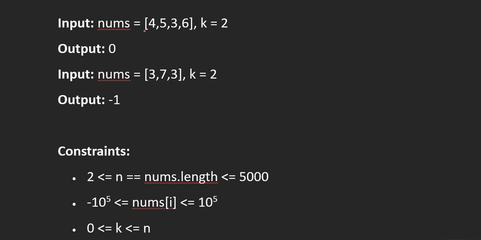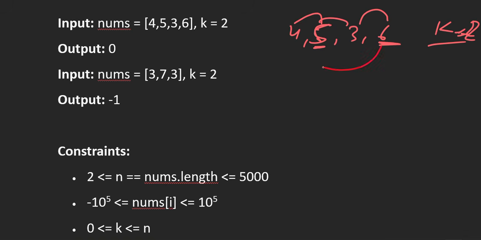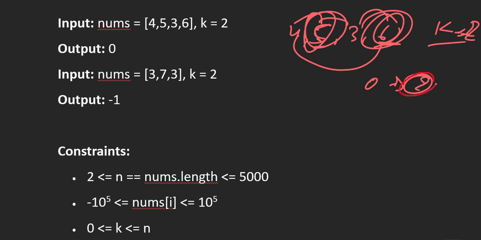So let's see the second example. In the second example we are given 4 5 3 6 and k is equal to 2, that is we need two peaks. So if you see, 5 is already a peak as it is greater than both of its neighbors. Then 6 is greater than 3, and 6 is greater than 4, so it is also a peak, so we already have two peaks.